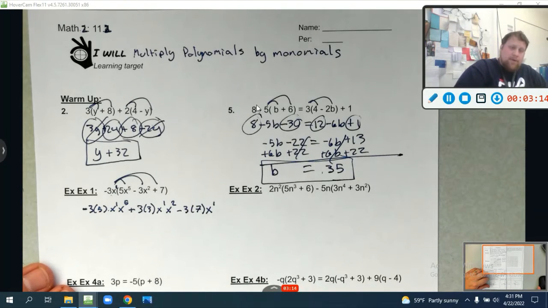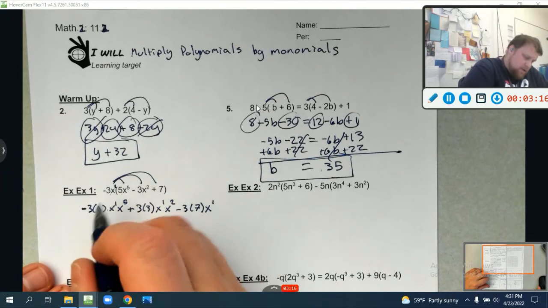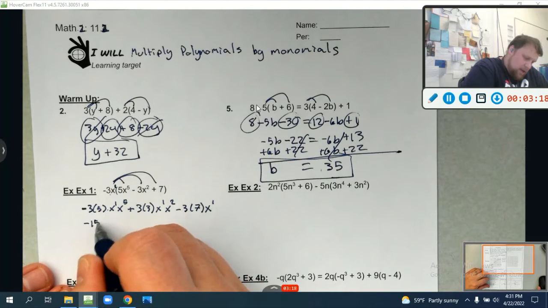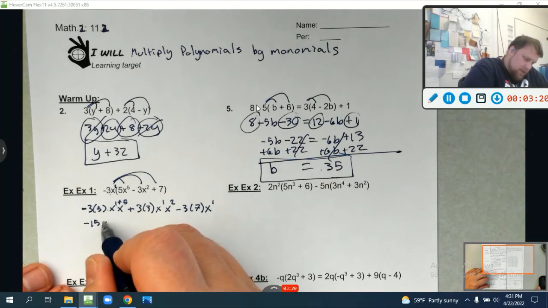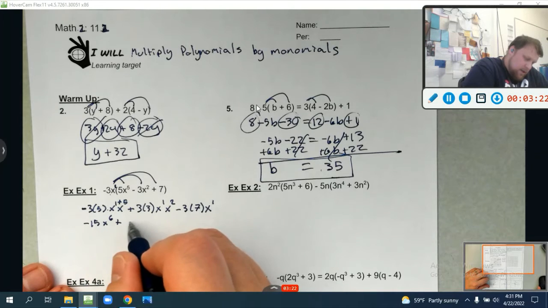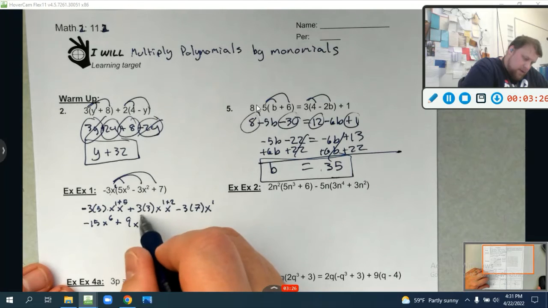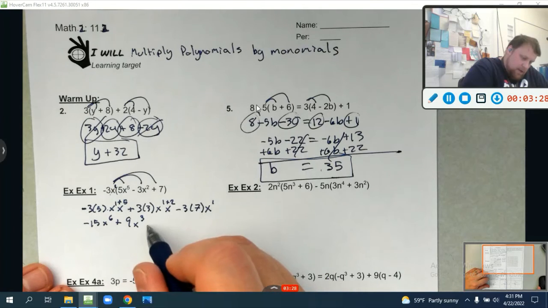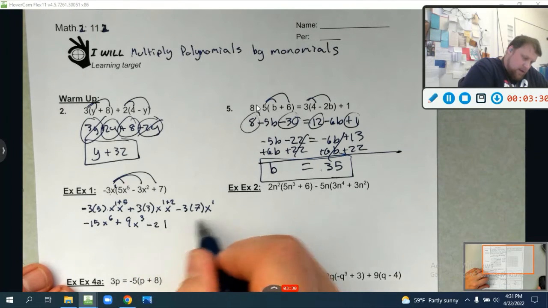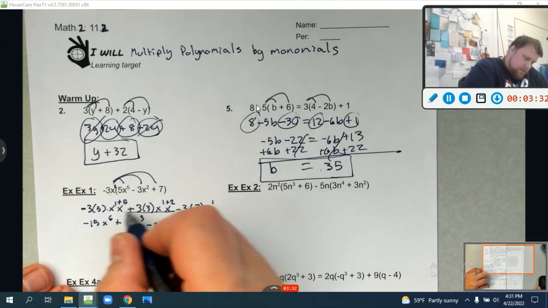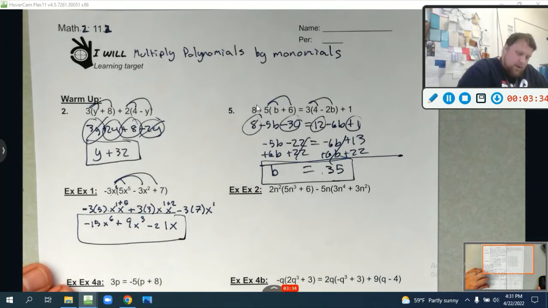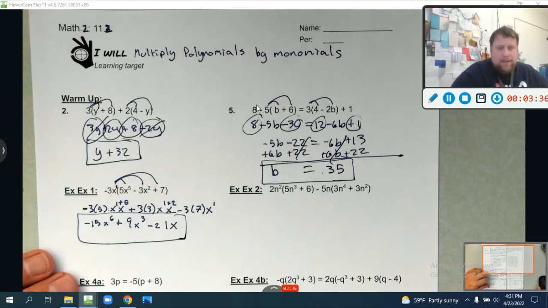So now that we've got it nice and organized, let's spell this out. So this is going to be negative 15. I add those powers together, so I get x to the 6th plus 9. Add those powers together, x to the 3rd minus 21 and just x. Boom. Now, how would I really do this, guys? I just kind of do it in my head.